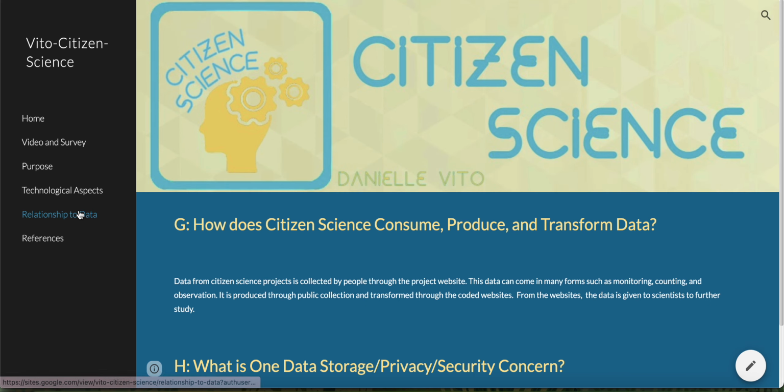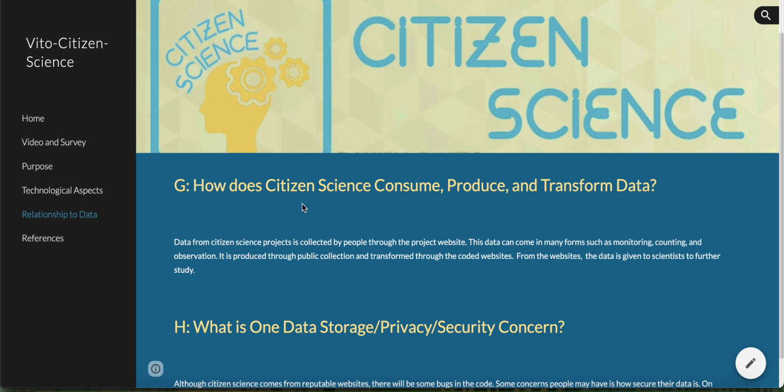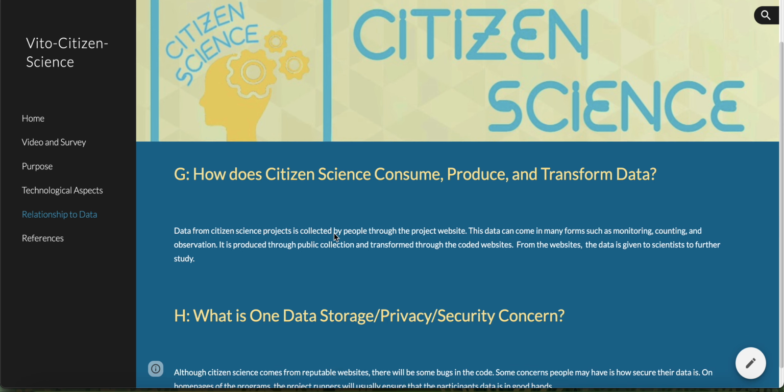Moving on to the relationship to data, I think this was really exciting to research for me because citizen science on its own doesn't have many seeable aspects of computer science, but as you dig deeper, you'll realize that there's so many. So how does citizen science consume, produce, and transform data? This is just another way of saying how does it input and output. All of the data from citizen science projects are collected by people through a project website. You can monitor, count, observe, anything like that. You're helping either way. From the websites, the data is given to scientists for further study just to make sure everyone did what they had to do. They did a good job.